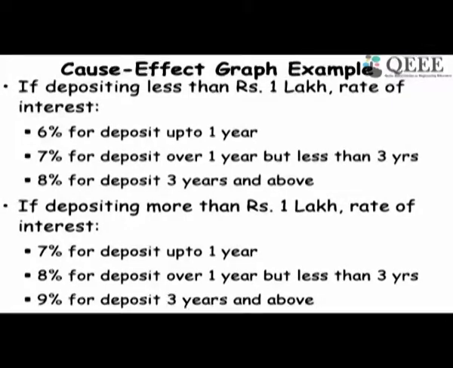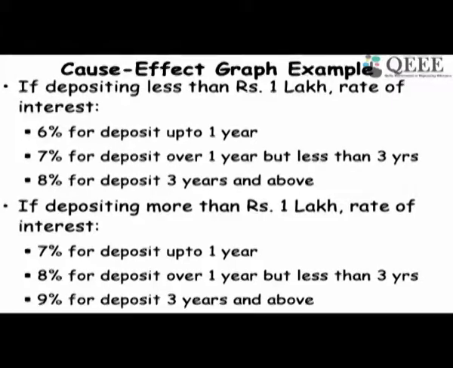The example problem is that if the deposit amount is less than 1 lakh, then the rate of interest is 6%, 7%, 8%, depending on the duration, whether it is less than 1 year, 1 year to 3 years, or 3 years and above. And if the deposit amount is more than 1 lakh, then the rate of interest is 7%, 8%, 9% for the same durations.